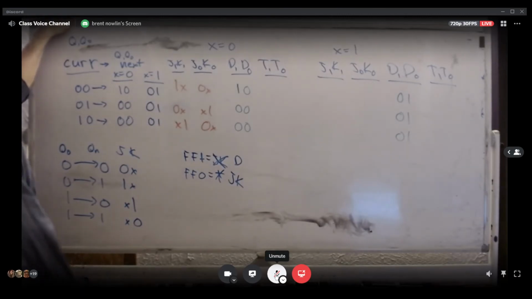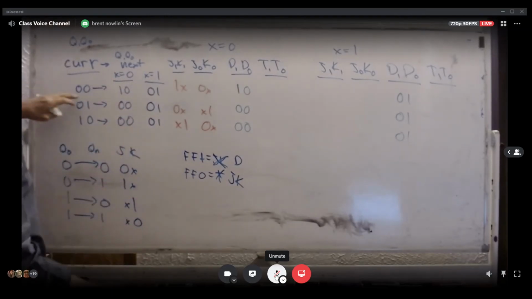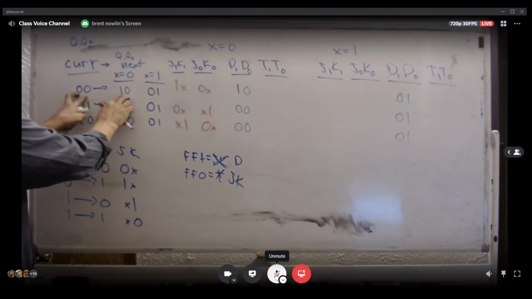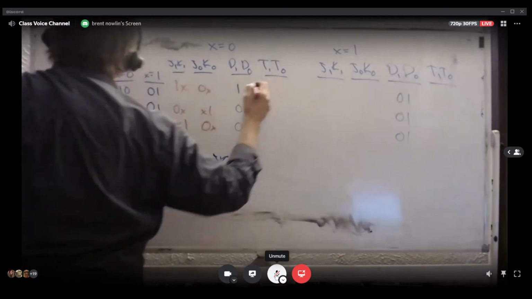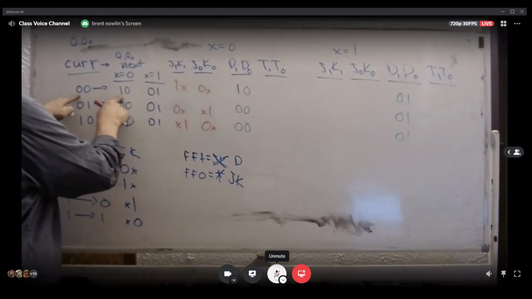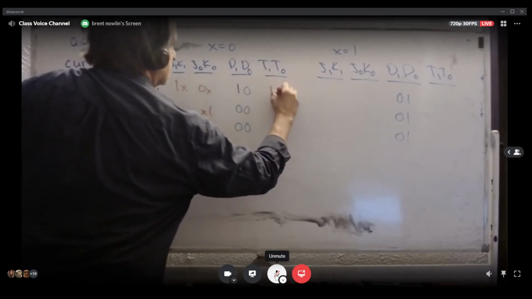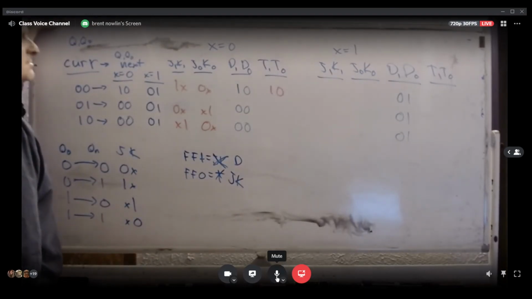Nailed it. Okay? So for x equals 0, we're in this next state column. Do you see that for state 0, 0, the most significant flip-flop toggles, the least significant stays put? So it's going to be 0, 0? No, it's going to be 1, 0. The most significant toggles. Do you see that, guys? Talk to me. All right. Yep. Makes sense.